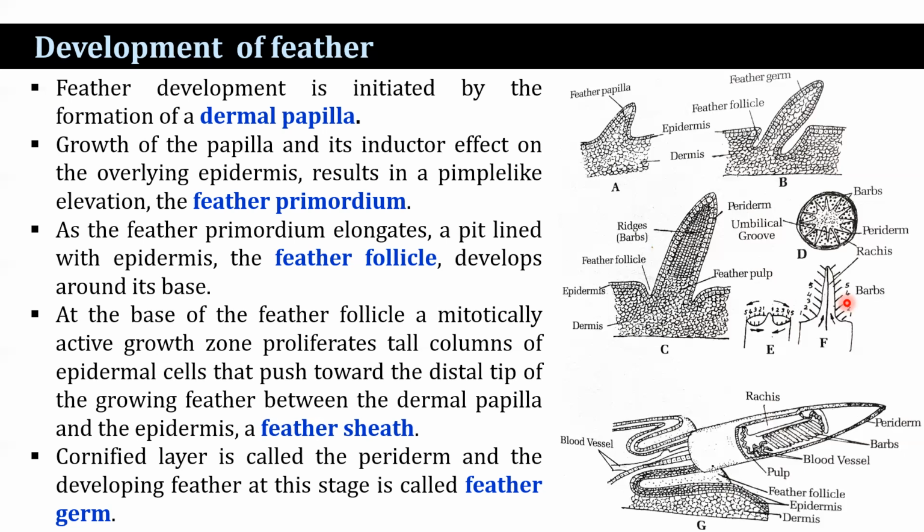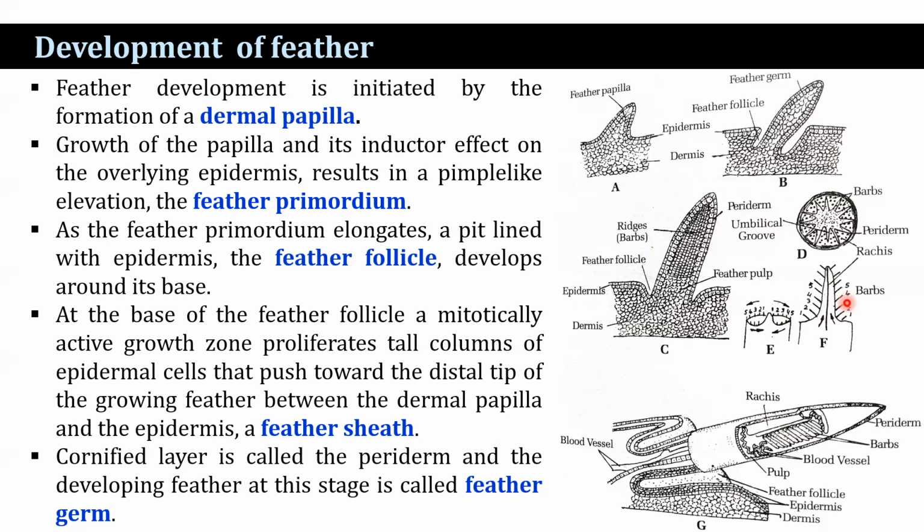The living basal portion of the papilla withdraws from the base of the shaft, leaving an opening that is known as inferior umbilicus. New feathers develop from reactivated dermal papillae that have already given rise to feathers. All feathers are passively pushed out of the follicles by incoming feathers.